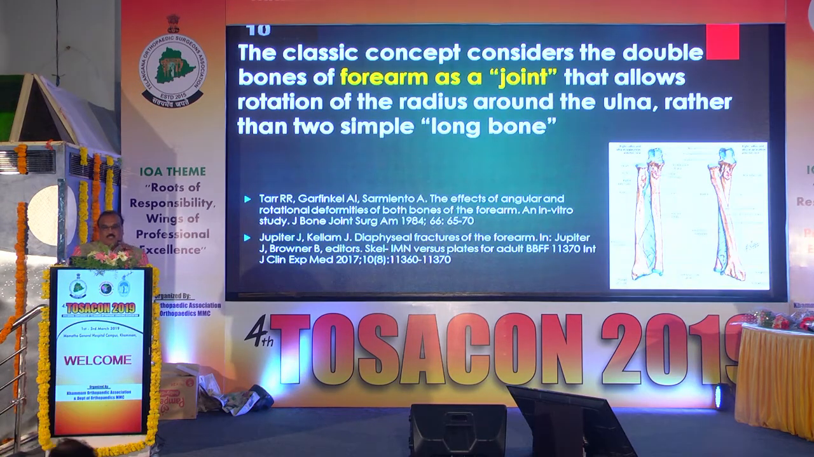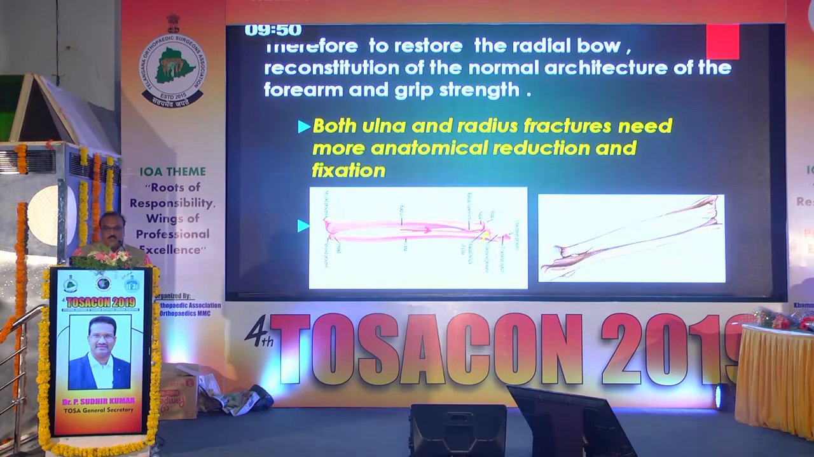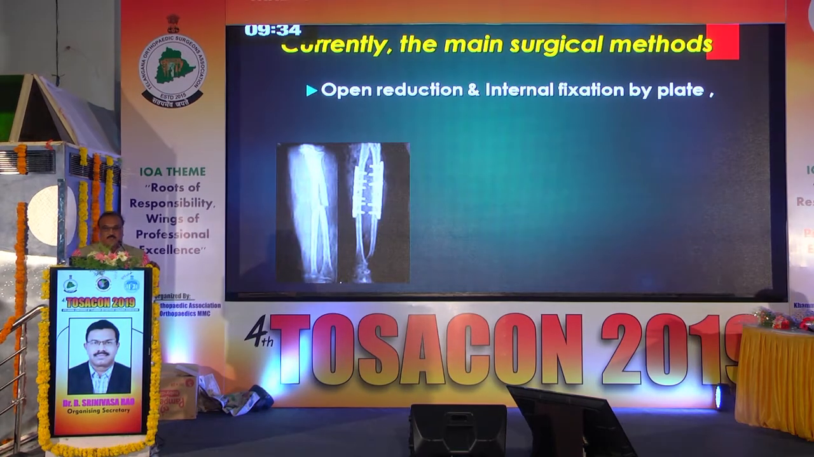The classical concept considers the double bone forearm as a joint that allows rotation of the radius around the ulna, rather than two simple long bones. Therefore, to restore the radial bow, reconstitution of the normal architecture of the forearm and grip strength is most important in the management of both bone forearm fractures, and it needs a perfect anatomical restoration and fixation.